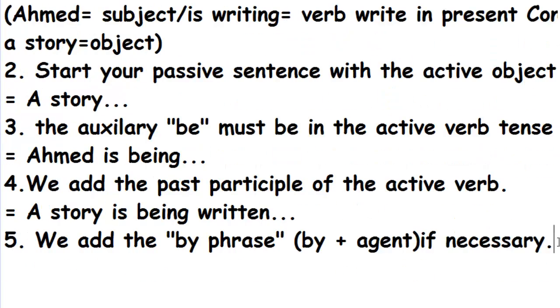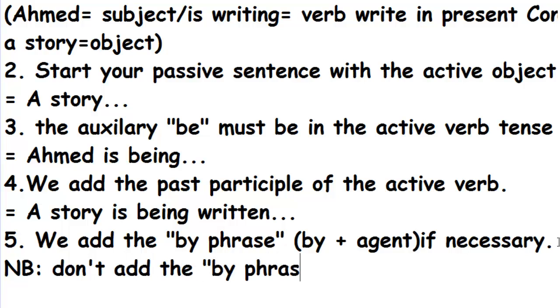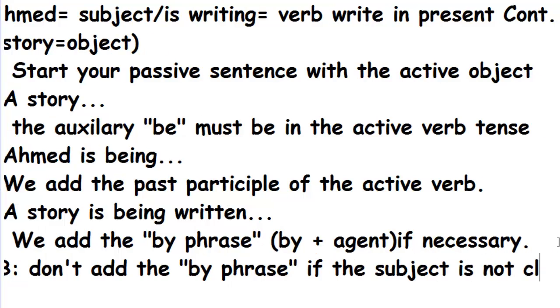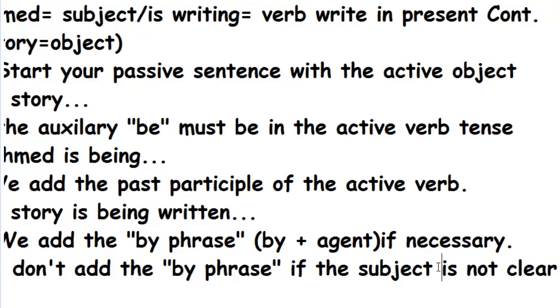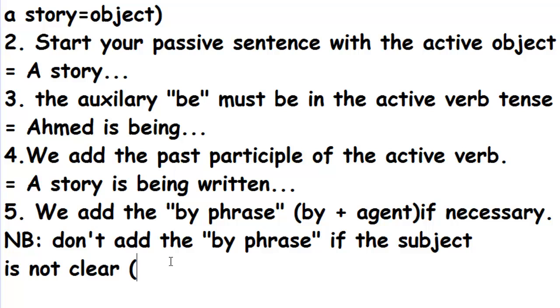So you can just add it here as a nota bene: don't add the by phrase if the subject is not clear. Not clear means, for instance, subject pronouns like he, she, it, they, we, you, and so on. When you have such subject pronouns, you don't have to say by he or by she. No, don't say that, right?